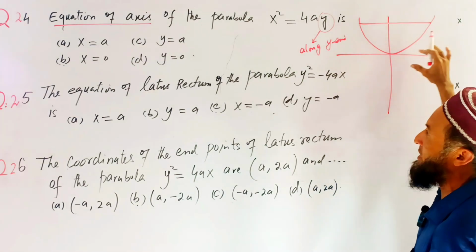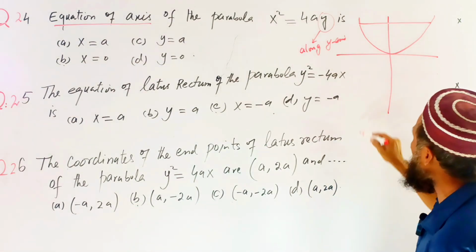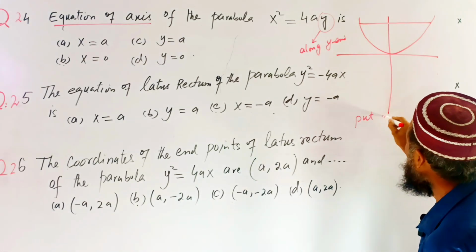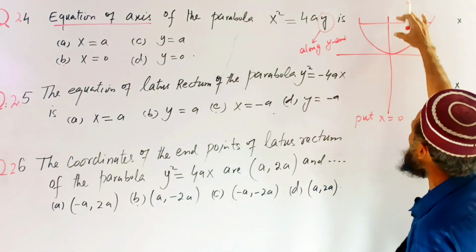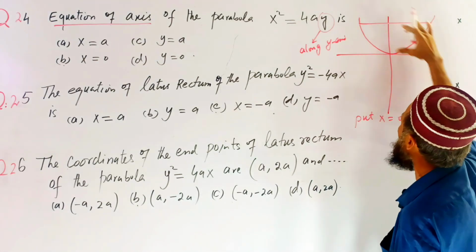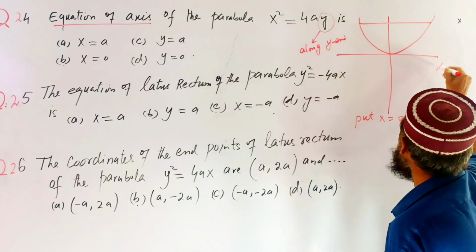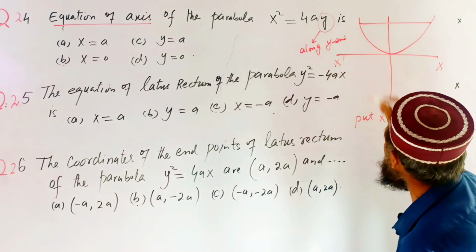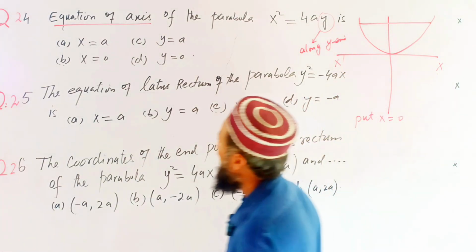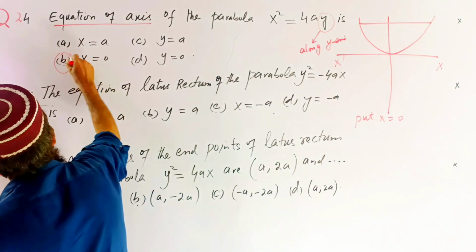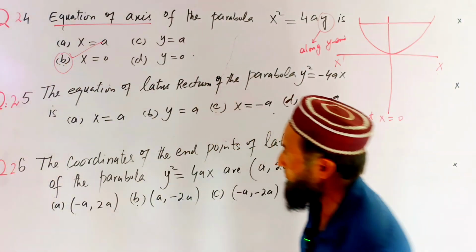of the equation must be 0. So we put here x is equal to 0 because the parabola is making along y-axis. So we put along x-axis, so put x is equal to 0. Option B is here the correct option.